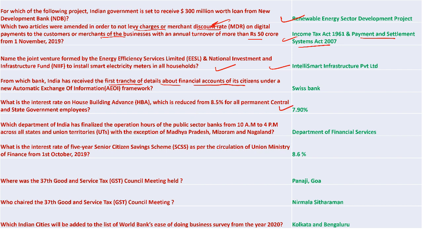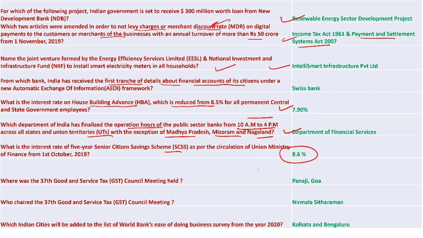7.9 is the interest rate on house building advance, which is reduced from 8.5 for all permanent central and state government employees. The Department of Financial Services has made this change of the operational hours from 10 a.m. to 4 p.m., with the exceptions of Union Territories, Madhya Pradesh, Mizoram and Nagaland. What is the interest rate of the 5 years senior citizen savings scheme?